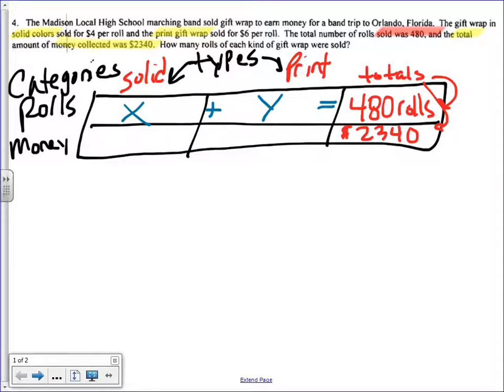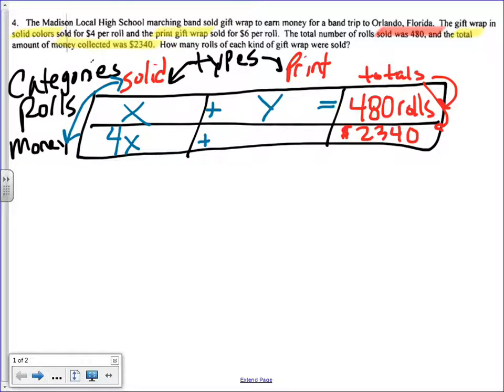So now we're going to talk about how much money a solid roll costs. Well, it tells me it's $4 per roll. But again, I don't know how many rolls I have, so that's why I'm going to put 4x. Because it costs $4 per roll, but we don't know how many rolls we use.